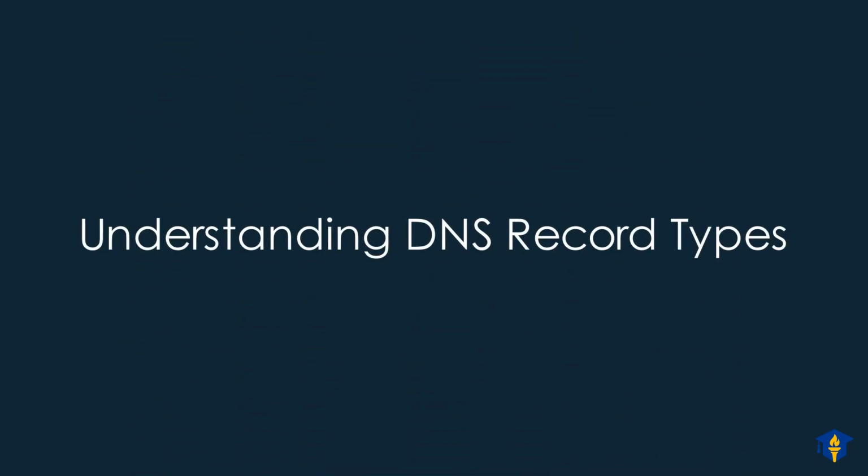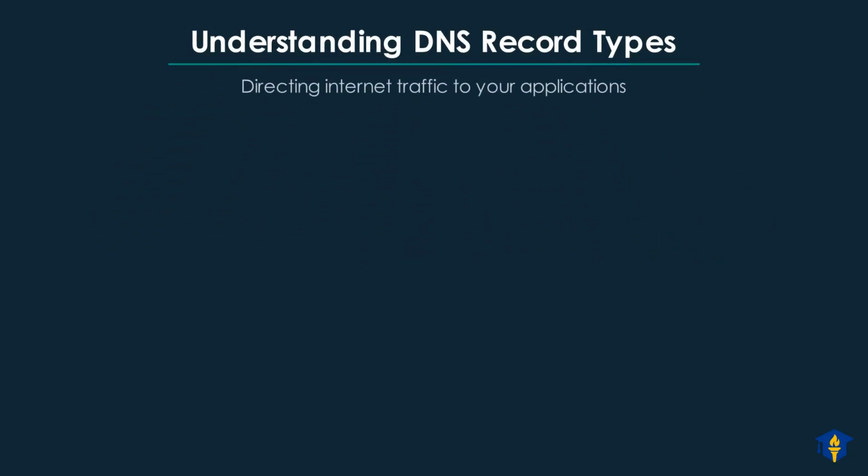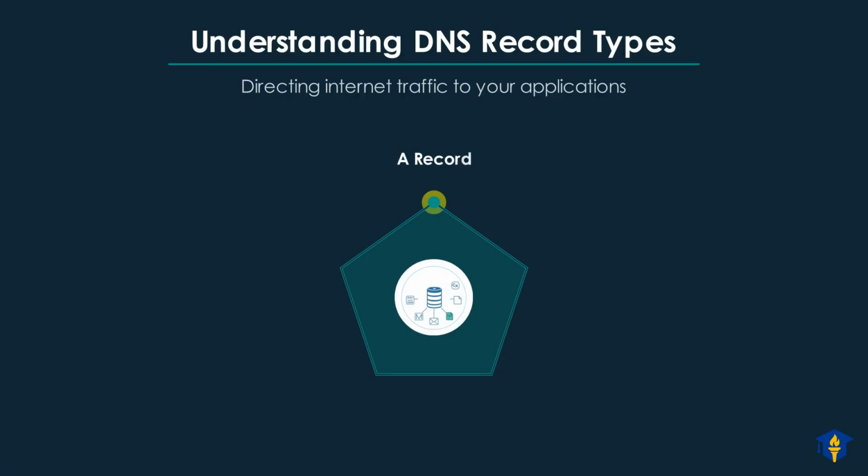Today, we are focusing on understanding different DNS record types. These records are essential for directing internet traffic accurately to your applications. First, we have the A record, a fundamental DNS entry. This record maps a domain name, like example.com, to an IPv4 address.